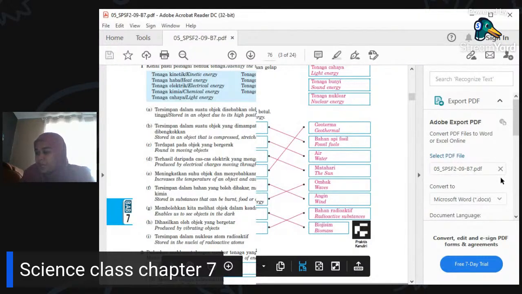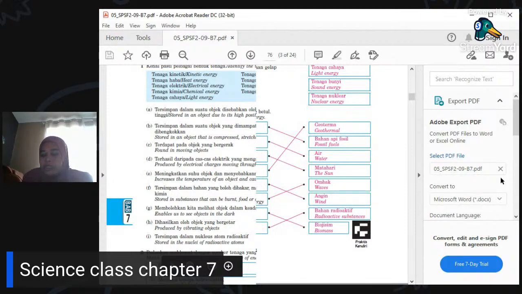For B, match the information to the correct source of energy. You have to match. So, petroleum, natural gas, coal, that is fossil fuel. Generate hydroelectric energy, water. Produce heat and light energy, the sun. Heat from inside the earth, geothermal. Water from underneath the earth.